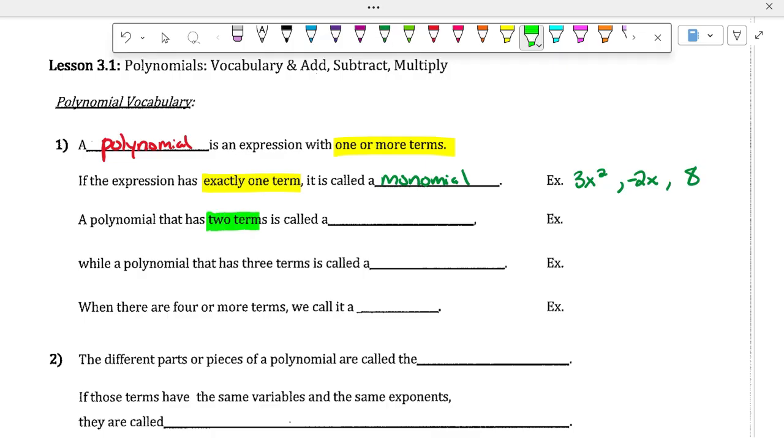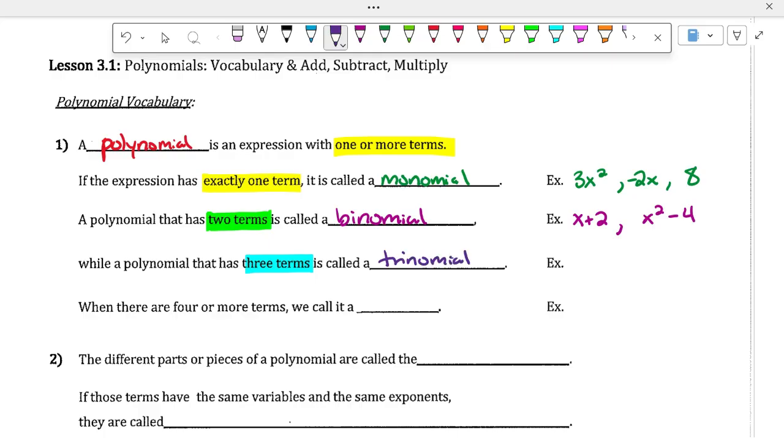If the polynomial has 2 terms, it's called a binomial. That can be something like x plus 2 or x squared minus 4. Those are examples of binomials. They have 2 terms, so there's usually one plus or minus separating them. Now you can see the pattern of how we name them. So what do you think 3 terms is going to be? Trinomial. So 3 terms, trinomial.